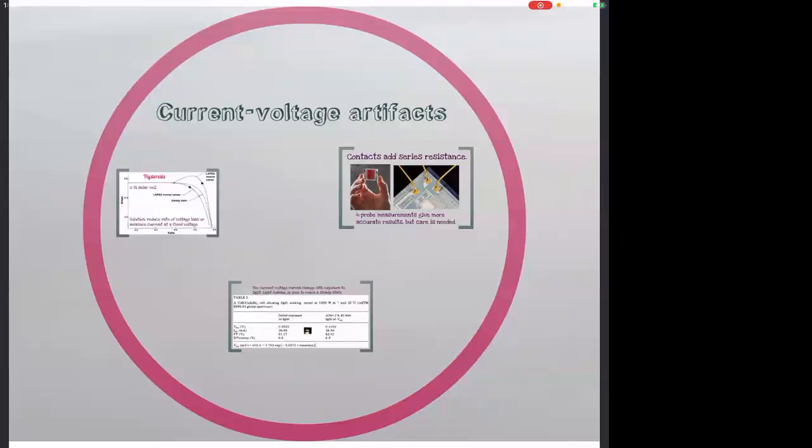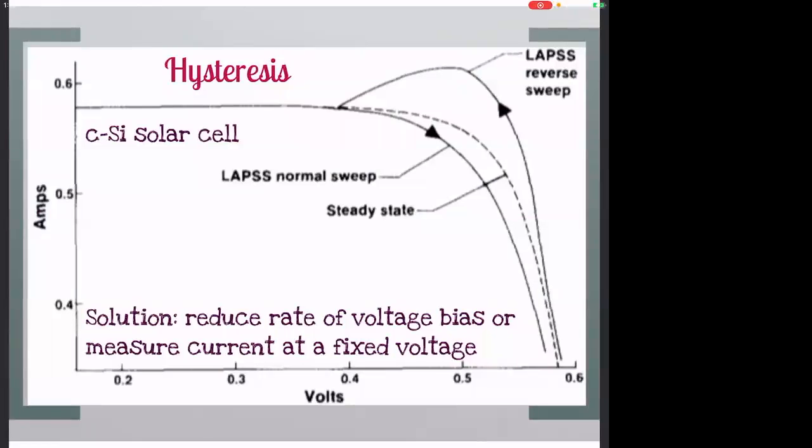There are other things to keep in mind, things like current voltage artifacts. In the case of solar cells, there's something called hysteresis, where you apply the voltage, measure the current, apply the voltage, measure the current. You're sweeping the voltage as you measure the current. Sometimes you might want to sweep backwards from high voltage to low voltage, and then what you notice is that the direction matters, the plot looks different going this way versus going that way.